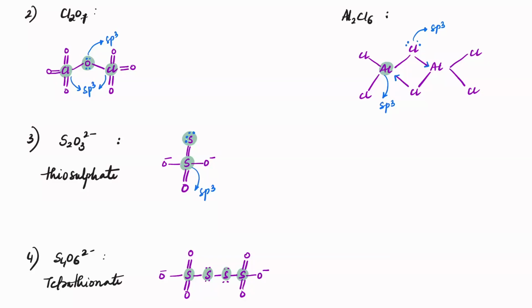Two lone pairs here. Yeah, only two lone pairs. Sorry. So two lone pairs and one sigma bond. Two lone pairs and one sigma bond makes it sp2. So one sulfur is sp3, one sulfur is sp2.